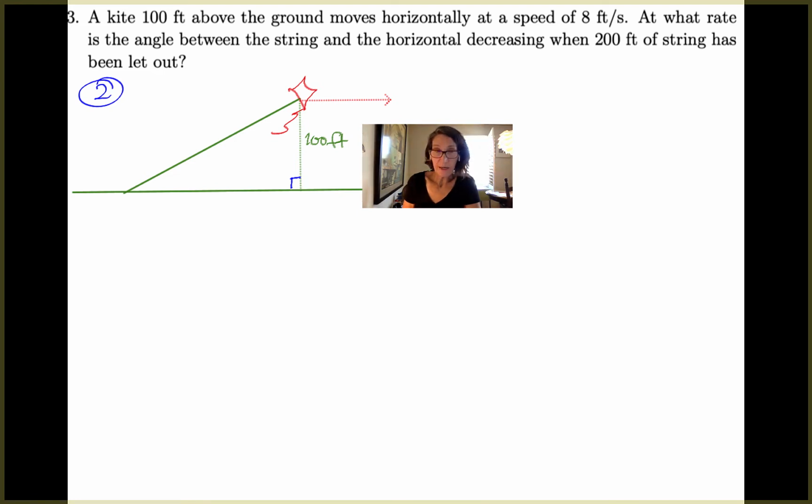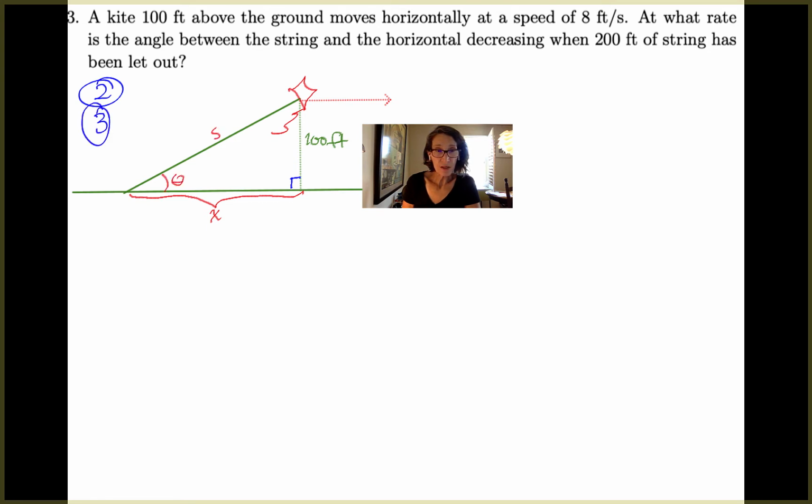So we decided the things that were changing were this distance here. It's moving horizontally at a speed of 8 feet per second. So the distance between the point below the kite and where the string hits the ground is the distance that's changing at a rate of 8 feet per second. That rate we're given is the rate of change of the distance I've just labeled. Let's call it x. And then I said, well, what else in this picture is changing? And somebody said the angle between the horizontal and the string.